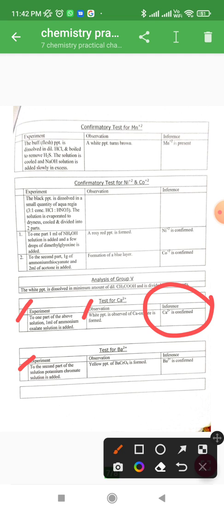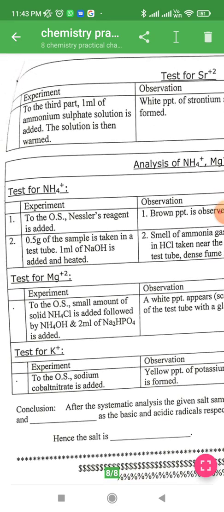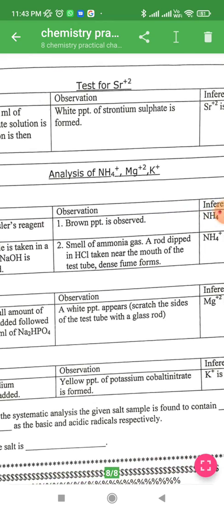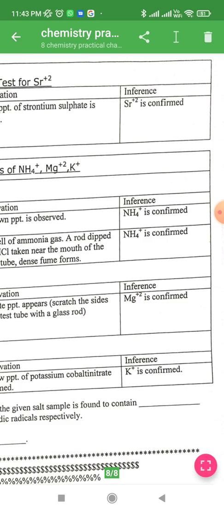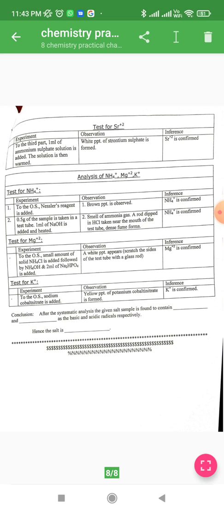To the second part of the solution, potassium chromate solution is added. So as you know, barium is not there. What should be your observation here? No yellow precipitate of barium chromate is formed. Barium is absent. Then you have to write the test for strontium as well. To the third part, 1 ml of ammonium sulfate solution is added. The solution is then warmed. No white precipitate of strontium sulfate is formed. Strontium is absent. So after that, your analysis part of group 5 is over.